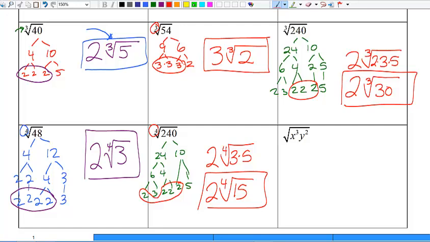On our next problem, it looks a little bit different, doesn't it? We have x's and y's. Okay, well, if you think of x cubed as x times x times x, and y squared as y times y, you could just write them out in prime factorization, and because this is a square root, we're looking for groups of 2. So I have a group of 2 of x's, and I have a group of 2 of y's. So the x goes out, the y goes out, and the lonely x has to stay inside the radical.